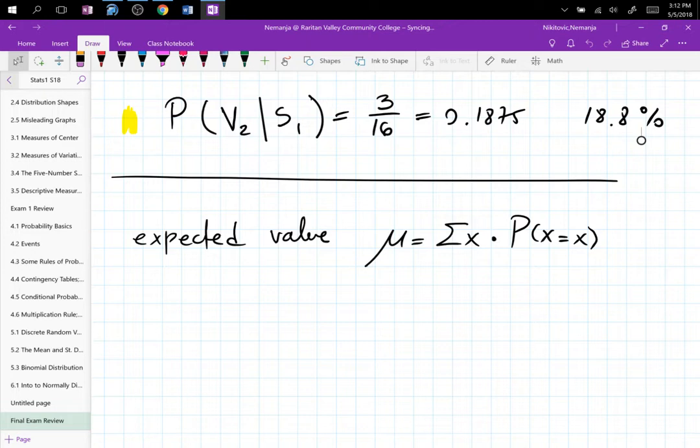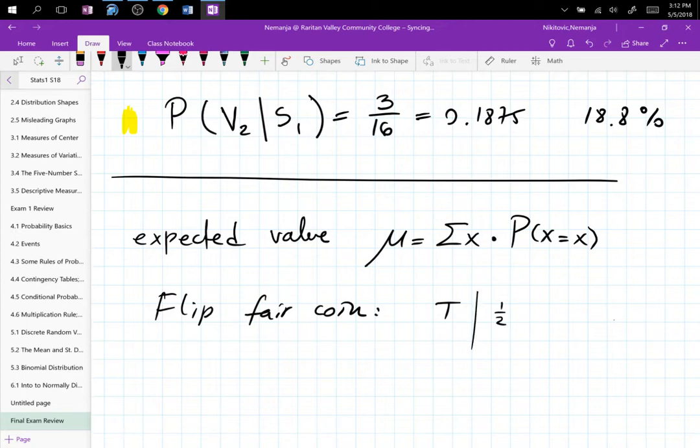The best way to understand this is to say, okay, let's flip a coin. Let's flip a fair coin. That's important. If you are flipping a fair coin, tails will have a probability of 1/2, and heads will have a probability of 1/2, right? So that's the outcome and the probability.